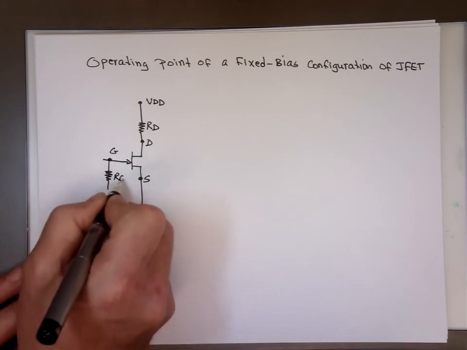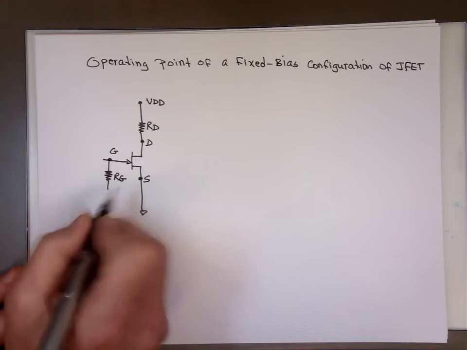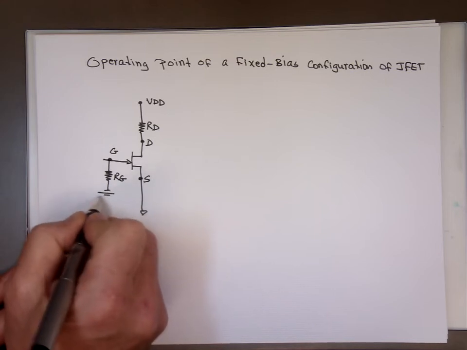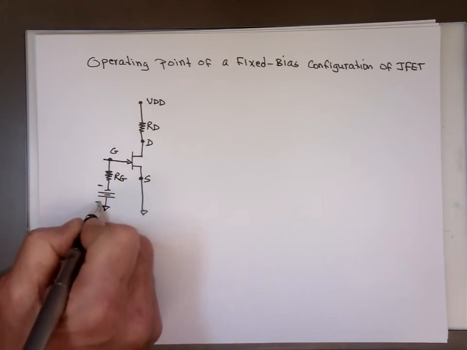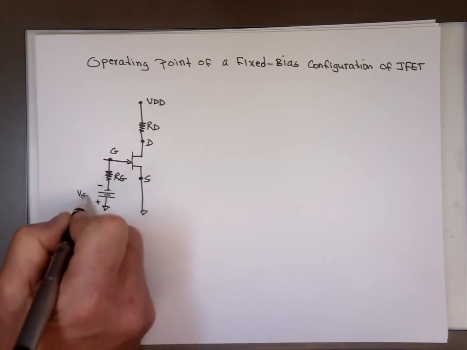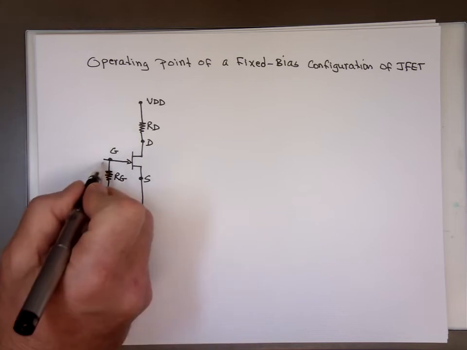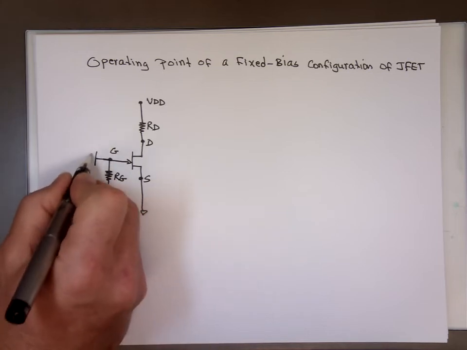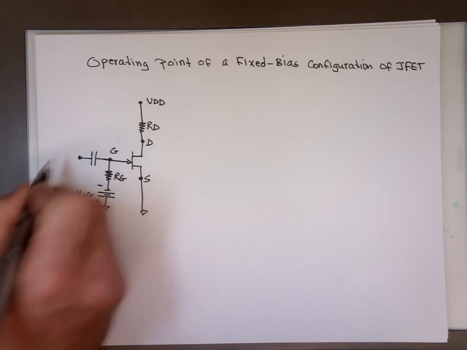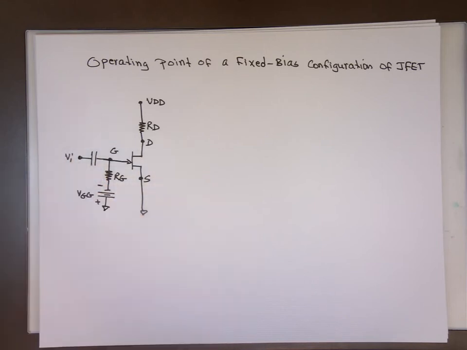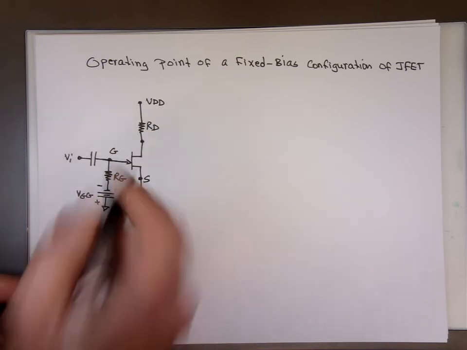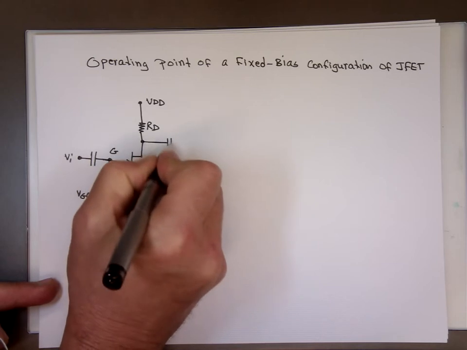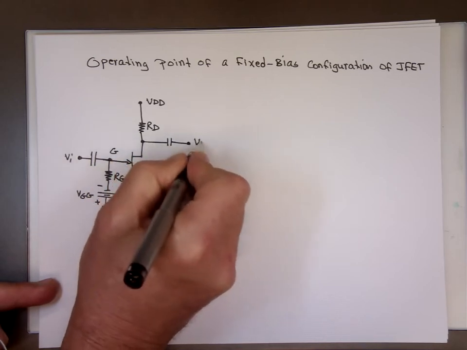RG. And let's put a source here. We'll call it minus, plus, minus, plus. And that's attached to the ground. That's the minus, the plus. We'll call it VGG. And now, let's put some coupling capacitor. Let's say we have a capacitor here, and that's my input voltage, VI. But in this example, I'm going to be using DC source only. And let's put another coupling capacitor here, and that's V out.